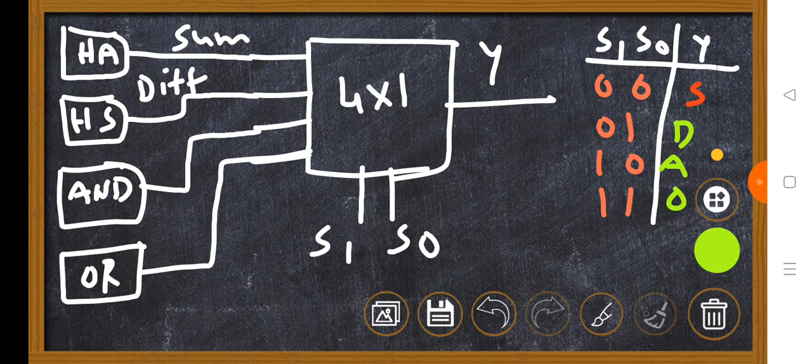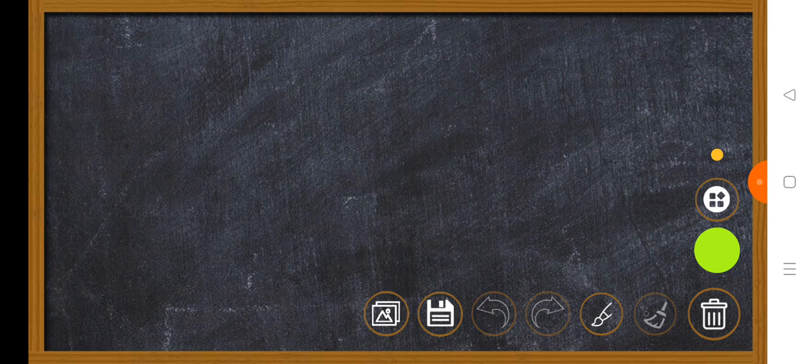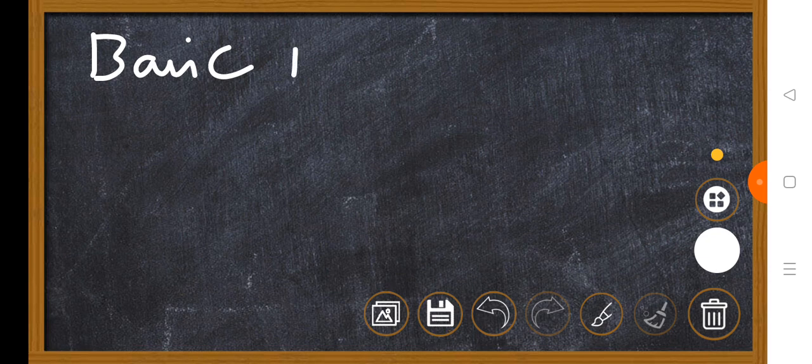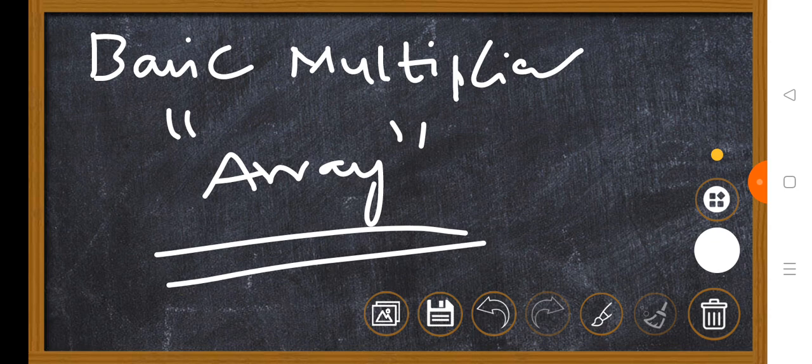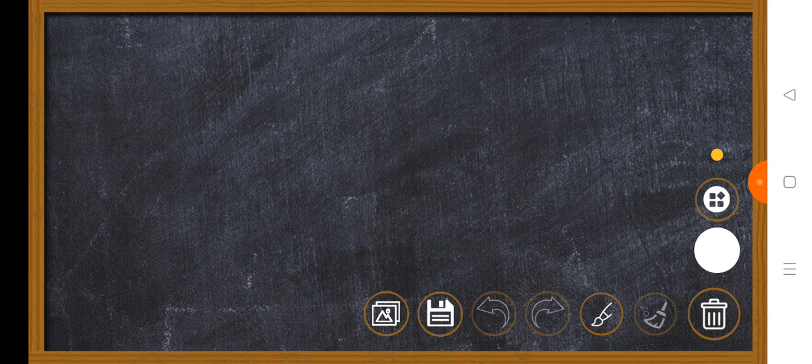Is it okay? Now coming to the multiplier. They will ask about multiplier in the VLSI. Basic multiplier I am considering, and this may also be called an array multiplier. Now let us observe very carefully. I am going to talk about a 4-bit multiplier.